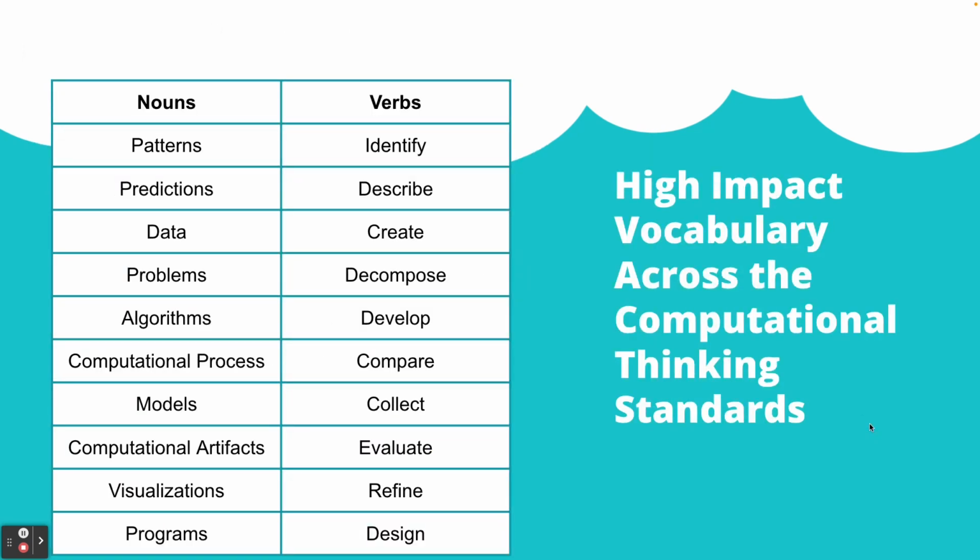As far as our nouns and verbs here, nouns are patterns, prediction, data, problems, algorithms, computational process, models, computational artifacts, visualizations, and programs. I'd even add in there sequencing. I think that's something when you're talking about computational thinking that, even though it's not on the glossary from the state, I do think it's something we need to spend time on to make sure our students understand what that means.